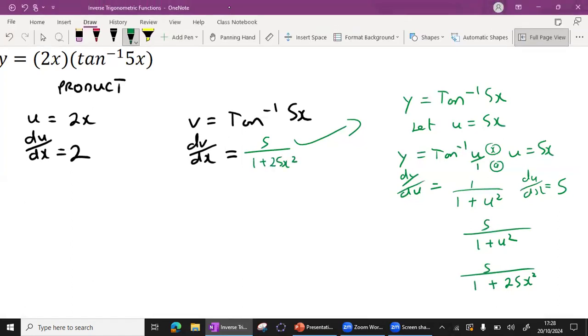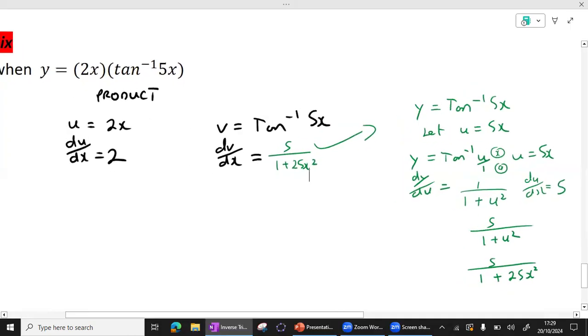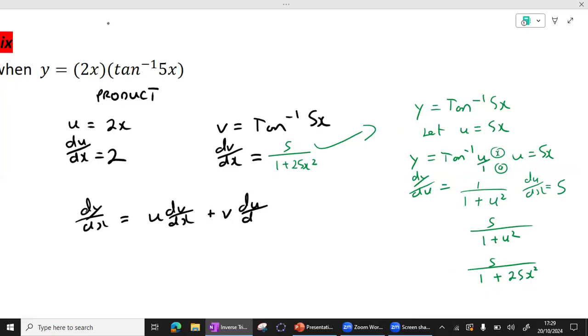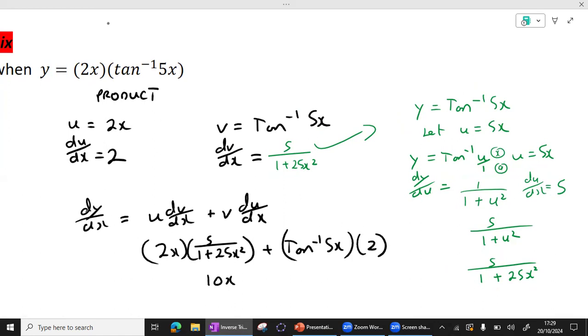And I now finish the question using my product rule. Now I'm going to write my product rule, dy dx is equal to u times dv dx plus v times du dx. So it is u, which is 2x, dv dx, which is 5 over 1 plus 25x squared, plus v, which is the tan inverse of 5x, times du dx, which is 2. So it's 10x over 1 plus 25x squared, plus 2 times the tan inverse of 5x. And now I'm done.